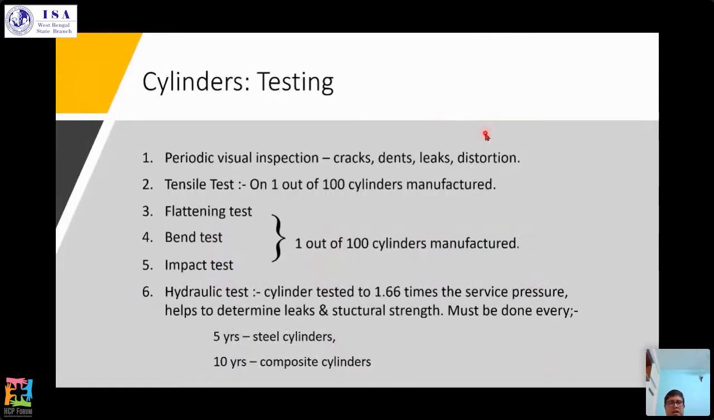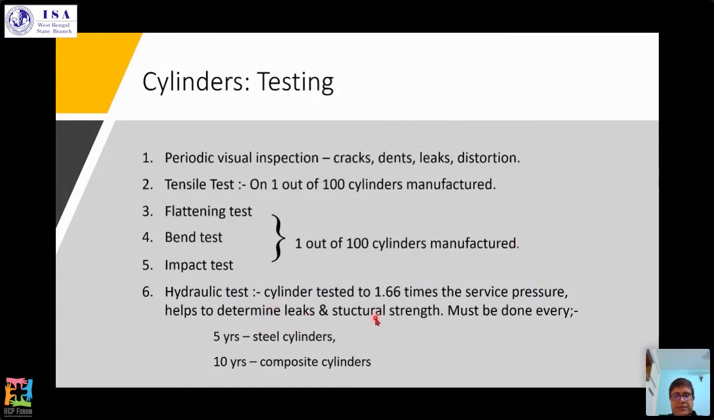Testing of cylinders, pretty boring. You have to do a large number of things. The only thing that we probably do is inspect visually for cracks, dents, leaks, or distortions. The tensile test, flattening test, bending test, and impact test are done on 100 cylinders. They are taken out and stripped, and a small test strip of that metal is taken to test mostly for metal fatigue and whether the cylinder is fit to be used for another 5 or 10 years.